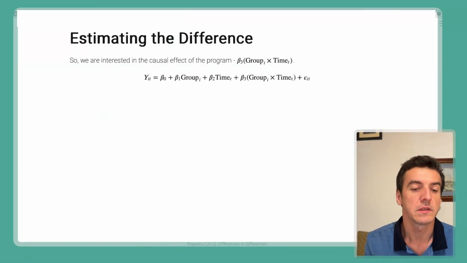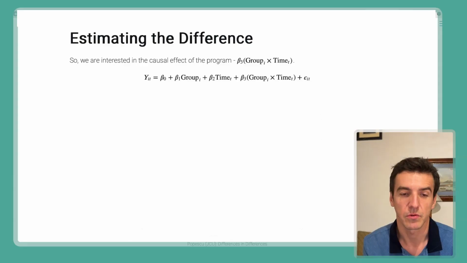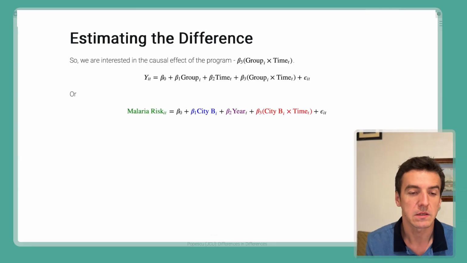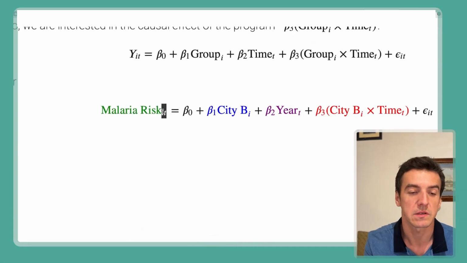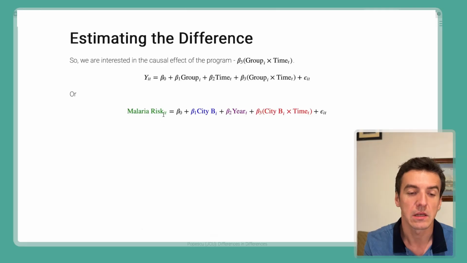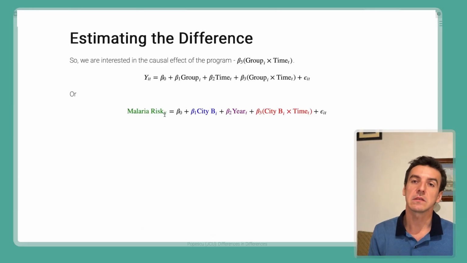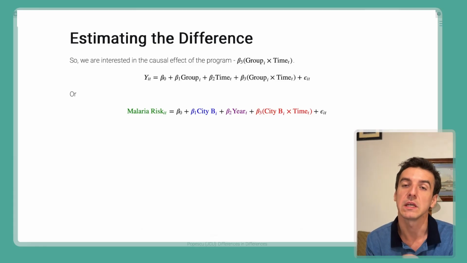Moving on, this is what we're trying to estimate. Just as a reminder, we're trying to estimate beta 3, which is the interaction between the treatment group and the time. So in our case, this is what this looks like. We have malaria risk as an outcome. Notice as before, we have these subscripts, i, t. So i is really the index that captures the individual that we're dealing with, and t is the time period. Remember that we have data from 2013 until 2020.